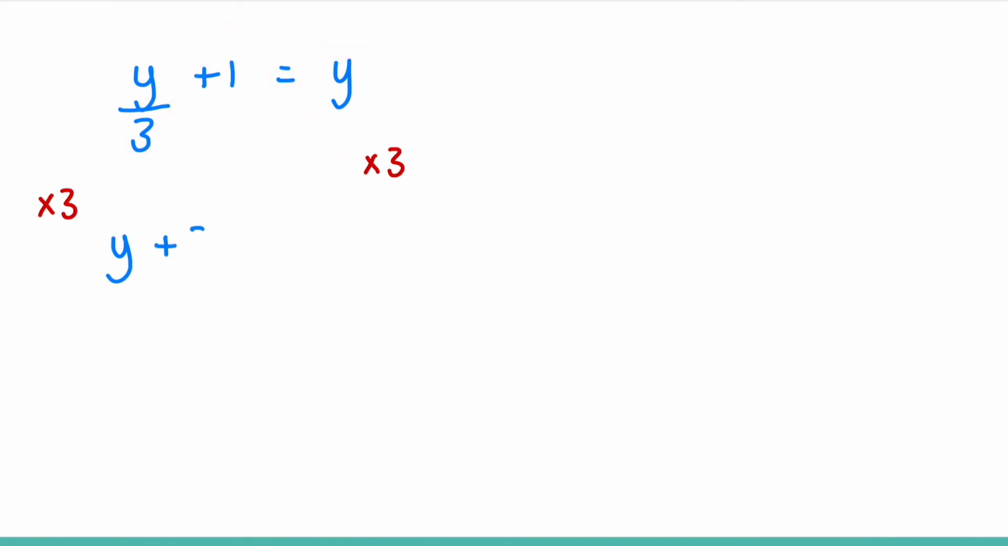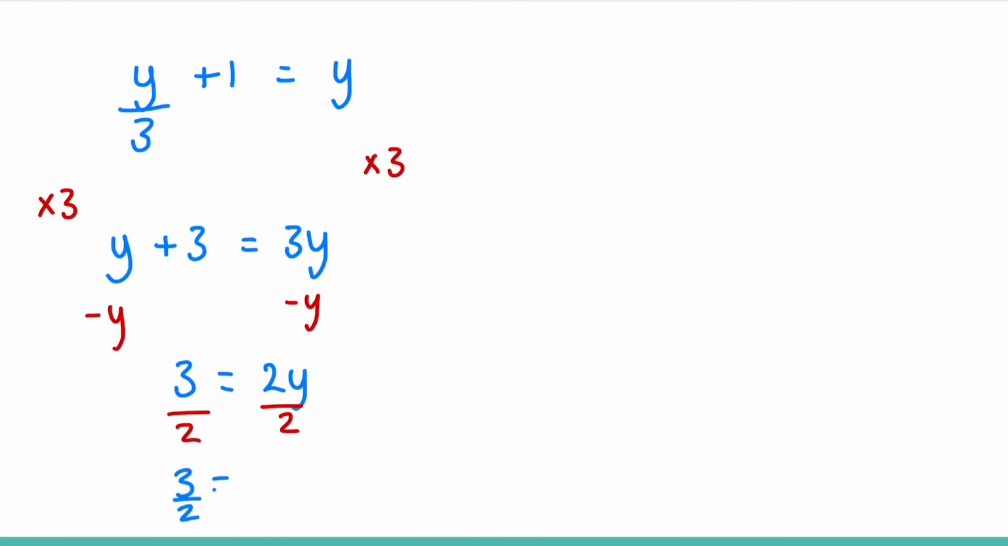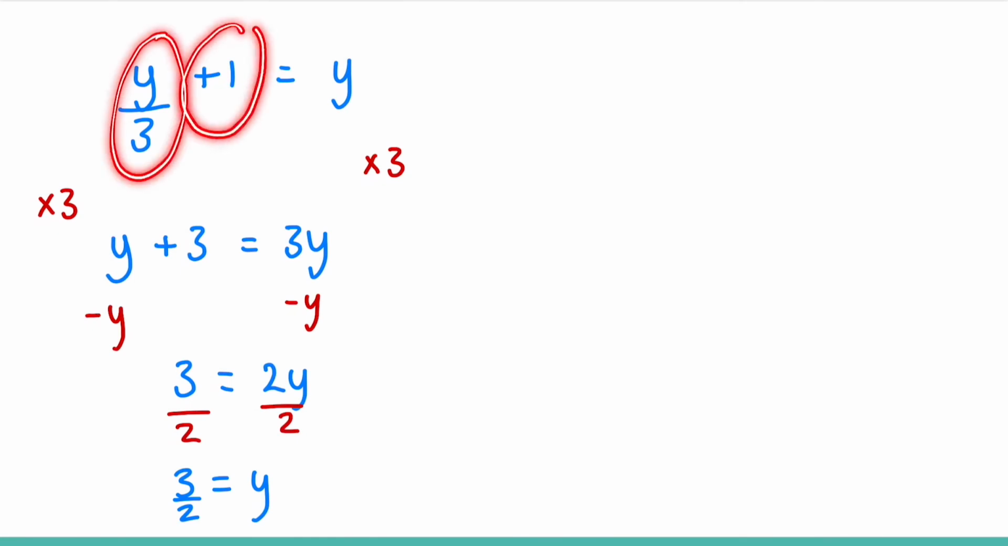So this becomes plus 3 equals 3y. Then I can do my subtract by y. So 3 is equal to 2y. And then at the end we can divide by 2, and that gives me 3 over 2 is equal to y. So don't forget, on those kind of questions, you must remember to times each term by the denominator. So including this one here, which is often forgotten.